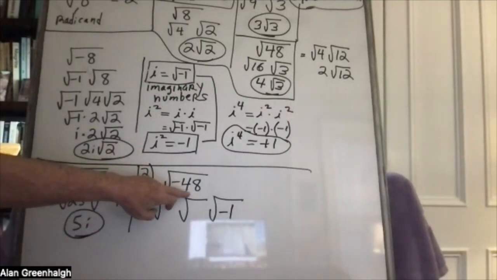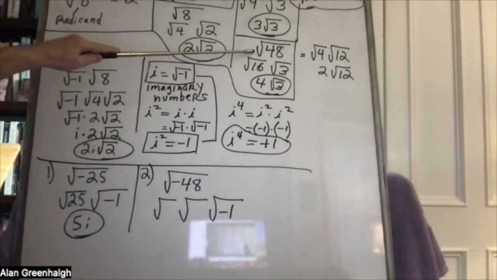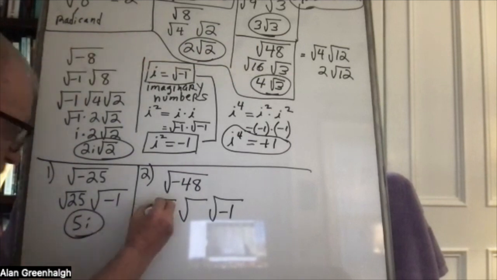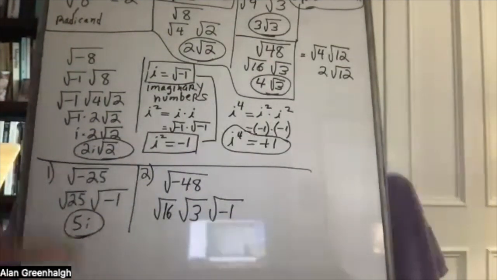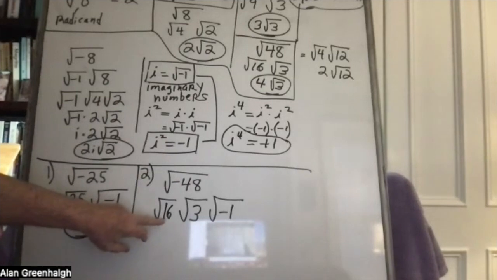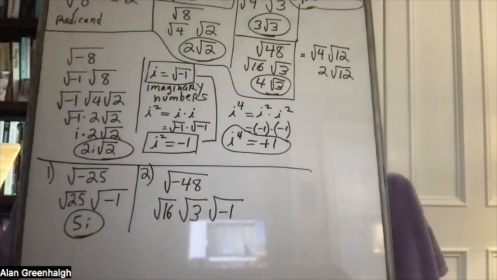Now we have the square root of 48 left, and now we go back to what we were doing up here, not too far up, right? Can you still see? Yep, you can. The square root of 48 is the square root of 16 times the square root of 3. So we separate this into a perfect square, not a perfect square, and an imaginary part, the square root of -1.